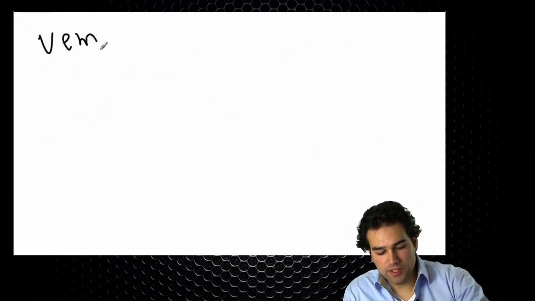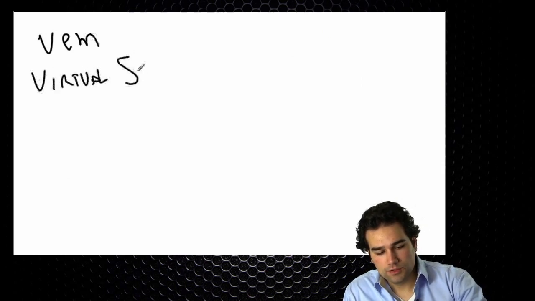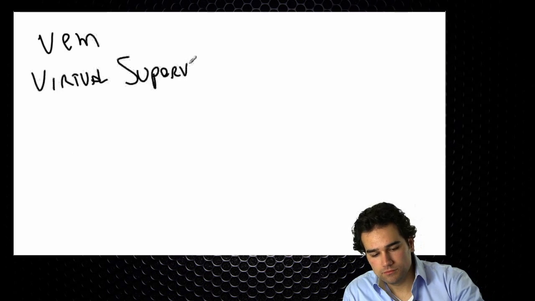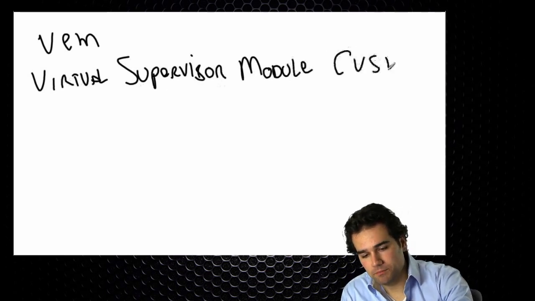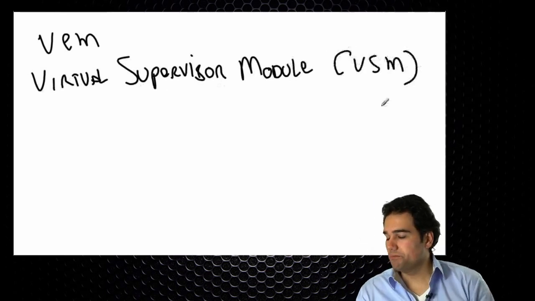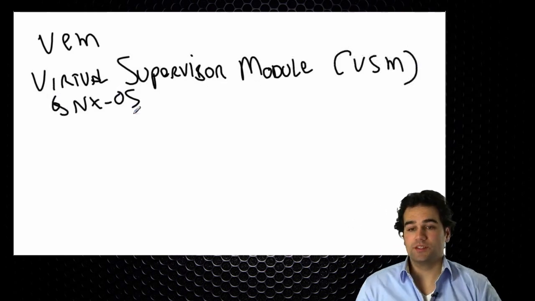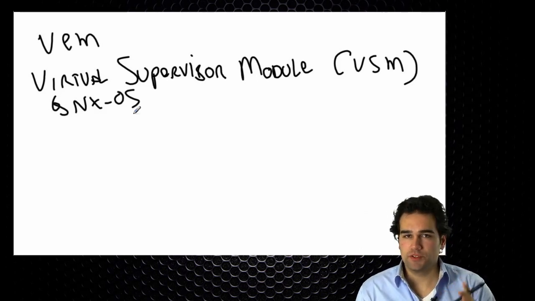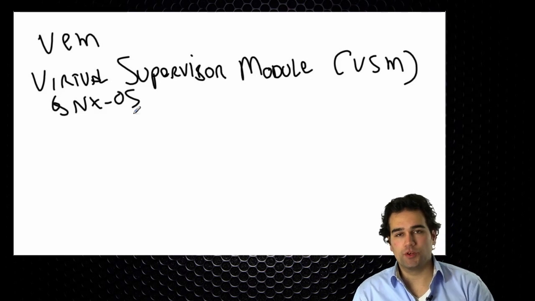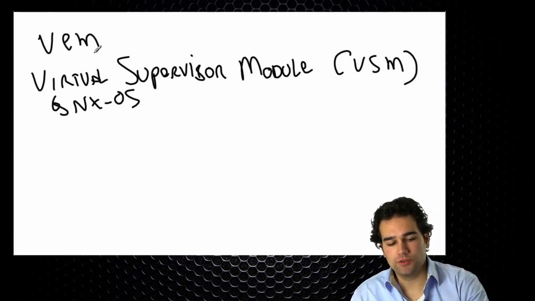So apart from having VEMs, I also have a virtual supervisor module, or VSM. The VSM is where I am running NXOS. I'm just running the same NXOS as on every Nexus. Running a Kickstart image, running a system image, software upgrades work exactly the same way, apart from rolling out the VEMs, of course.